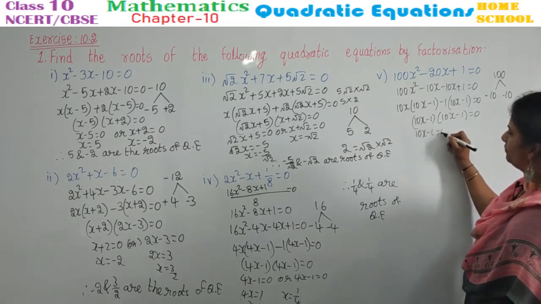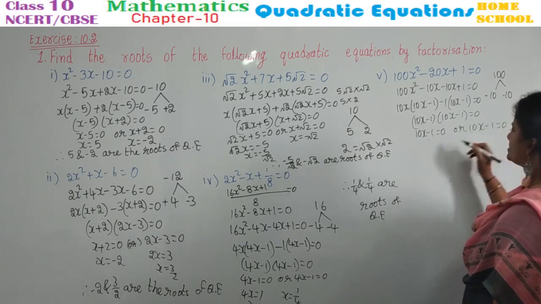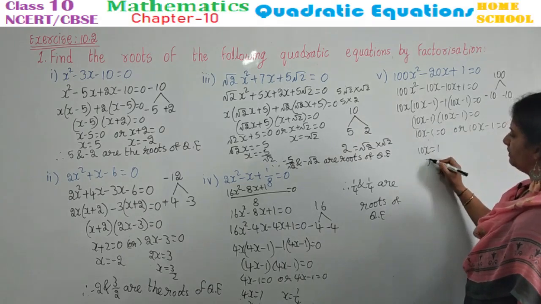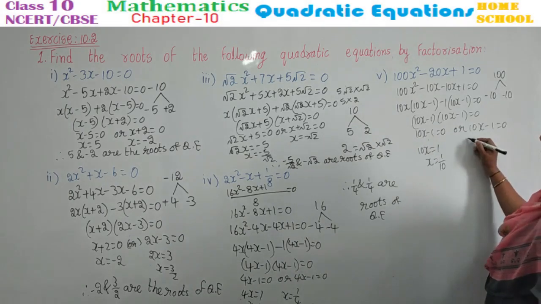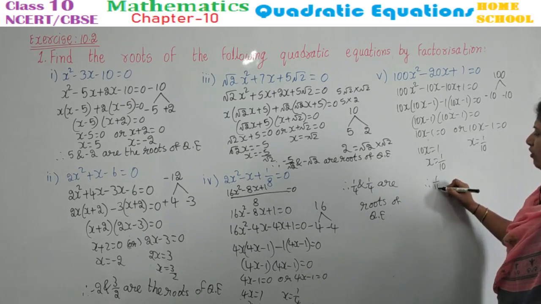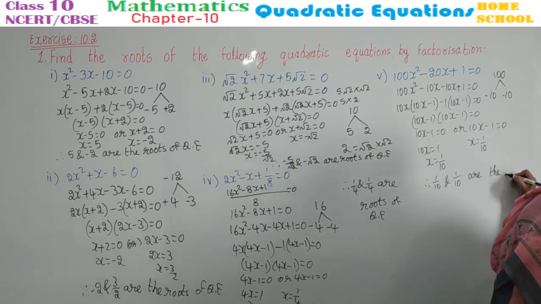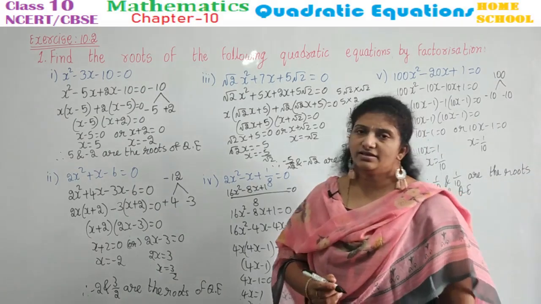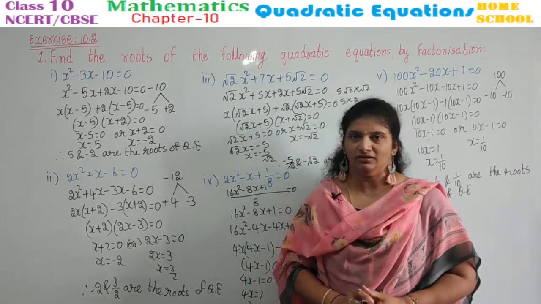Equate to 0, or 10x minus 1 equal to 0. 10x is equal to 1, send this to the other side, it will be divided. x equal to 1 by 10 and here also x is equal to 1 by 10. Therefore, 1 by 10 and 1 by 10 are the roots of the given quadratic equation. This is the way we find the roots of a quadratic equation by the factorization method.